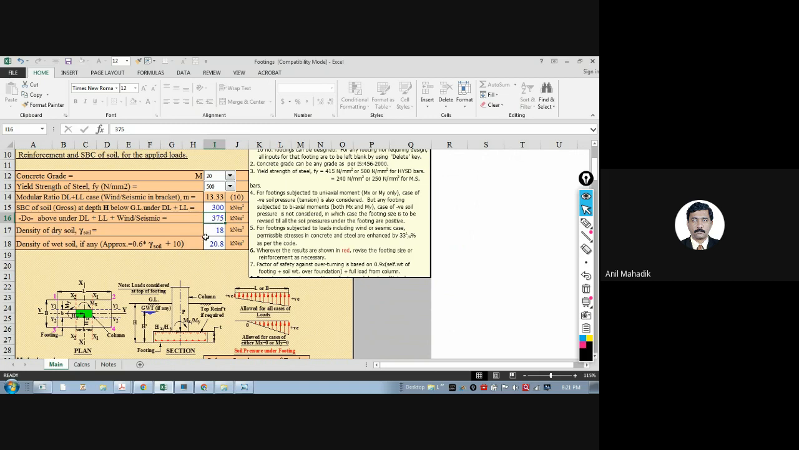And the density of dry soil, generally we take 18. And the density of wet, saturated soil, we generally take 20. Okay. Now here you can see.